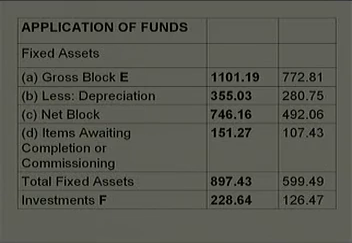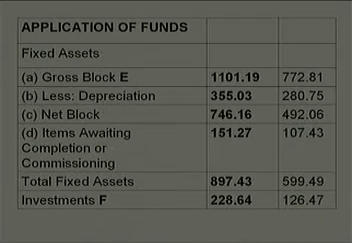So, the company has these things listed under different heads. For example, it is fixed assets. Under that you have gross block, for which the details are available at Schedule E, less depreciation. So, net block value is 746.16. Then it also gives you the details on items awaiting completion or commissioning.